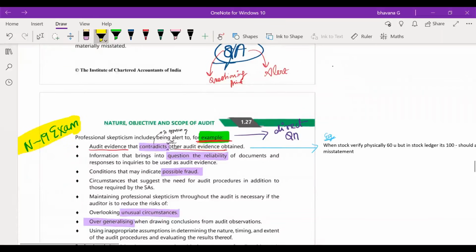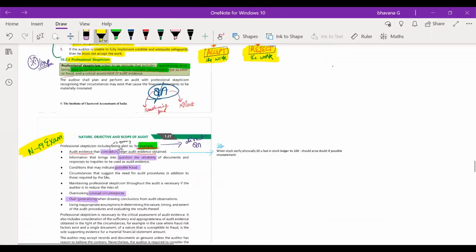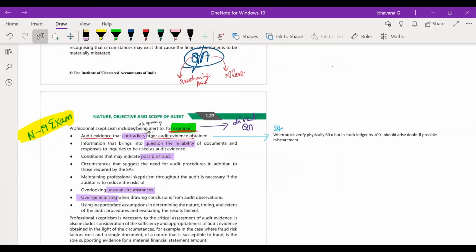What are the examples of professional skepticism? Nobody might have thought such a question would be asked in the exam. This was asked for 5 marks in the exam. It was a direct question, not indirect. They directly asked for examples of professional skepticism. Whoever read this and understood it was able to write it.